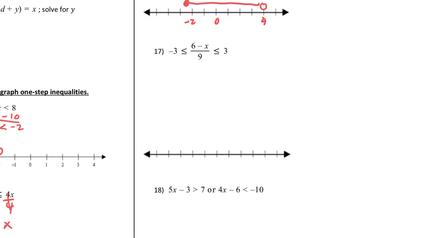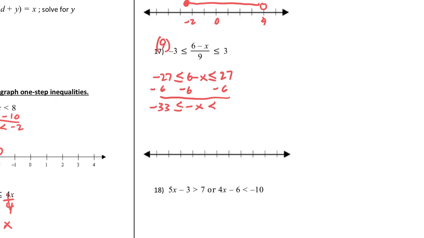I would multiply everything by 9 first. So if I multiplied this by 9, that's negative 27. It's less than or equal to 6 minus x, which is less than or equal to 27, right? Subtract 6 from all of these. You get negative 33 is less than or equal to negative x, which is less than or equal to 21.